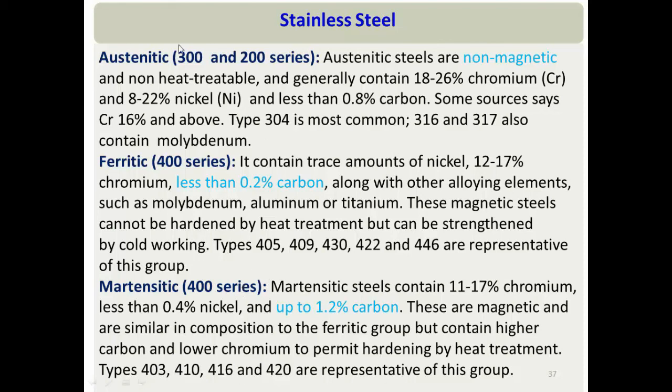So we can see that austenitic stainless steel is non-magnetic, ferritic is magnetic, and martensitic is magnetic in nature. So if it is difficult to recognize which stainless steel is austenitic and which is ferritic or martensitic, then we can use a magnet, and if it is attracting a magnet, in that case it cannot be austenitic stainless steel because they are non-magnetic in nature.